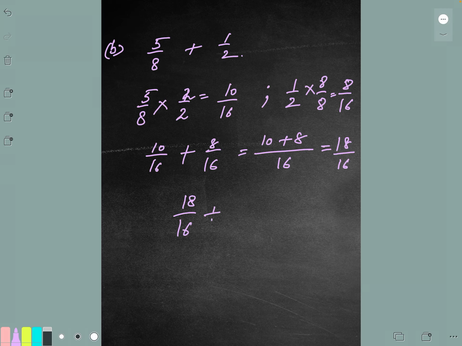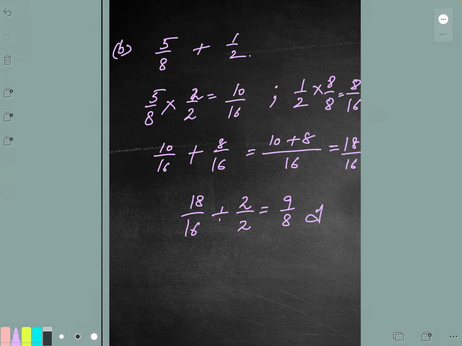Table of 4, no. The only table of 2 directly is coming to my mind. 2 9s are 18, 2 8s are 16. And that's it. This is the lowest term. So dear children, the C and the D you are going to do as the self-attempt questions. Right? So here we finish question number 1.